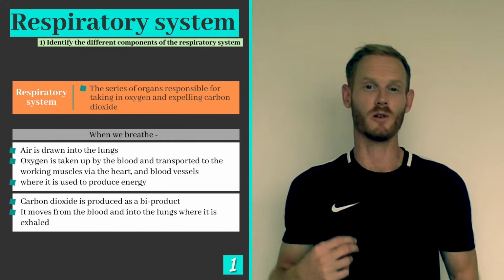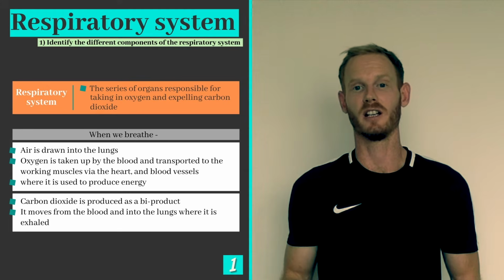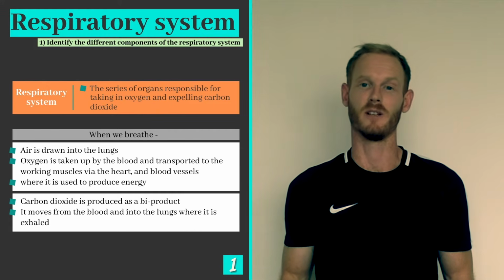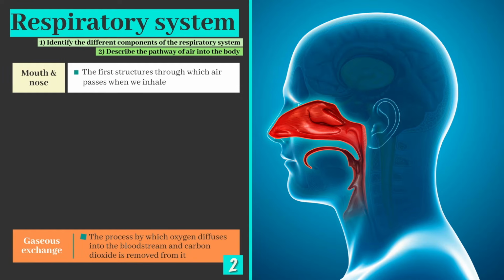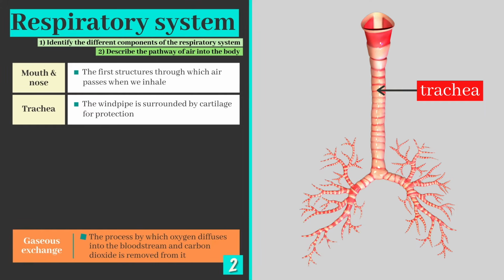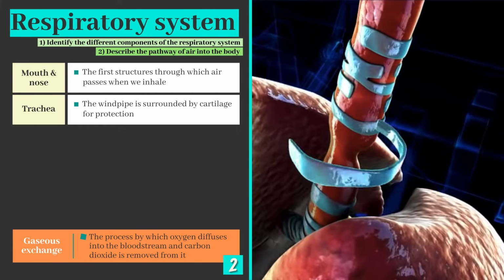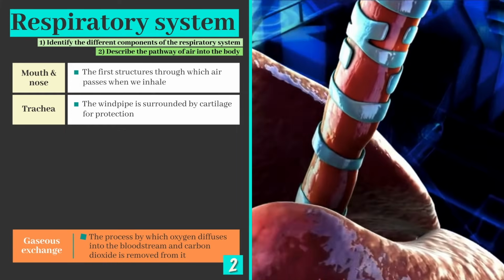We'll study these processes in detail in an upcoming video, but for now let's take a look at the anatomy of the system. There are 5 structures that you need to know. The first is the mouth and nasal passage or nose. These are of course the first structures through which air passes as we inhale or breathe in. The trachea is otherwise known as the windpipe. It's reinforced with cartilage to protect the airway and prevent it from collapsing.